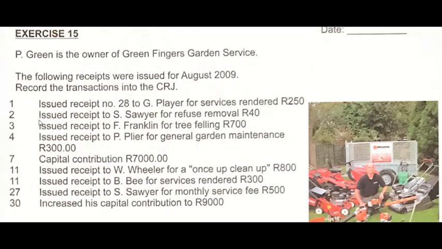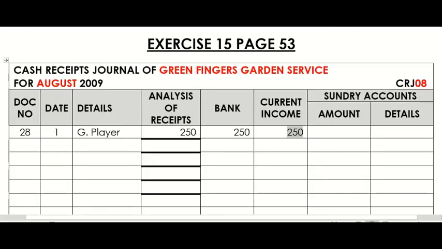The next transaction was on the 2nd of August. It said issued receipt to S. Sawyer for refuse removal, 40 Rand. Okay, so they didn't tell you what the receipt number is, but you know it must be the next receipt number. So it's 29. On the 2nd to S. Sawyer, we received 40 Rand. Once again, it's the only transaction for the day, so you can cash up your till by drawing this nice thick line and deposit the money into your bank. And it was for refuse removal, which counts as a service, so it's current income.